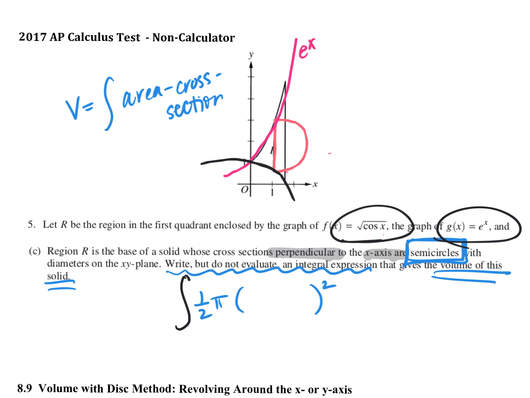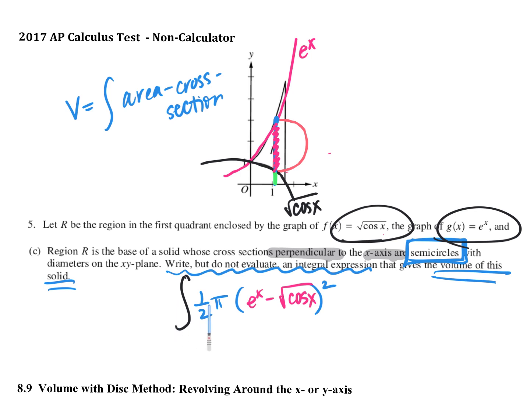Root cosine of x is the bottom one, because Maddie said yesterday, what do we always do in here? Upper minus lower. Top minus bottom. e to the x is my blue distance, root cosine x is that green distance, and if I subtract them, I'd be left with this pink distance. So we're going to do upper minus lower.